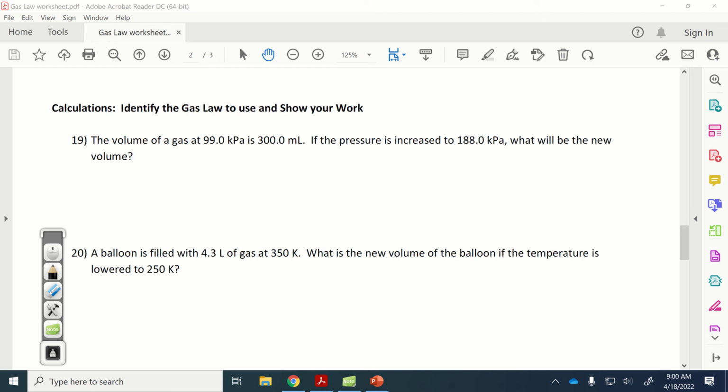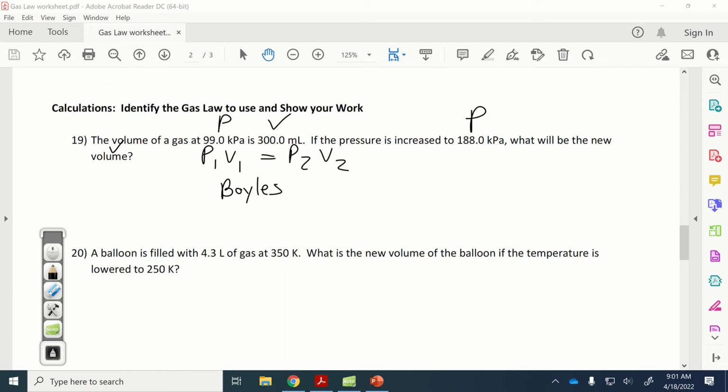The volume of a gas at 99 kilopascals is 300 milliliters. Kilopascals is pressure, and this is volume. If the pressure is increased to 188, what is the new volume? So you can see what's going on here. We're doing P1V1 equals P2V2, solving for V2. All right, this is Boyle's law.